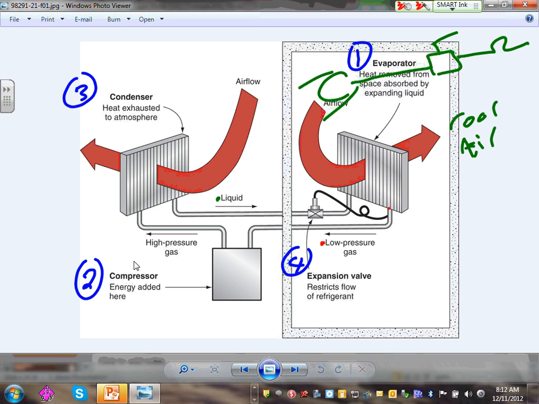Then we have the compressor. The compressor will compress it, increasing the pressure on it. So the temperature goes up when you increase the pressure, and it changes from low pressure into high pressure. Now we have high pressure gas full of heat, hot, high pressure gas. So you throw this high pressure gas through the condenser. The condenser is, again, multiple coils, and then your electrician will come over here.